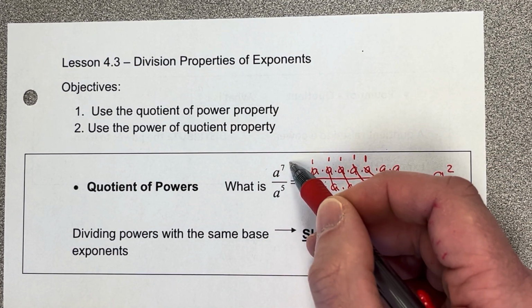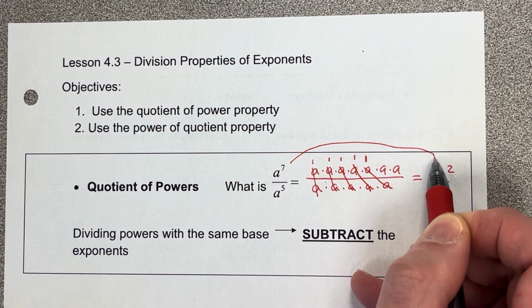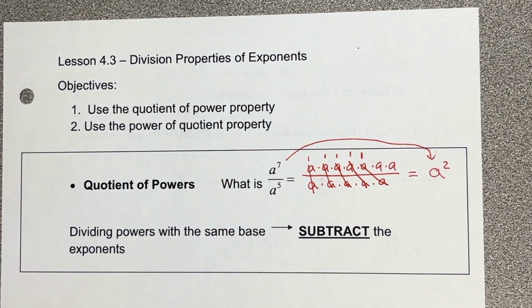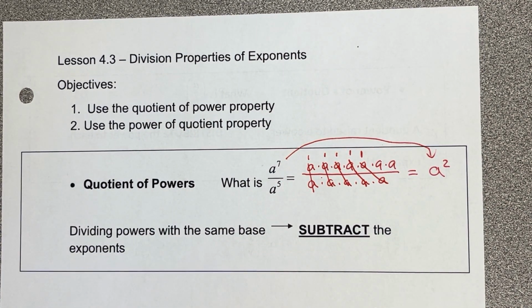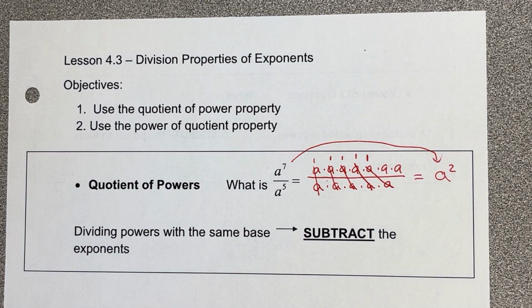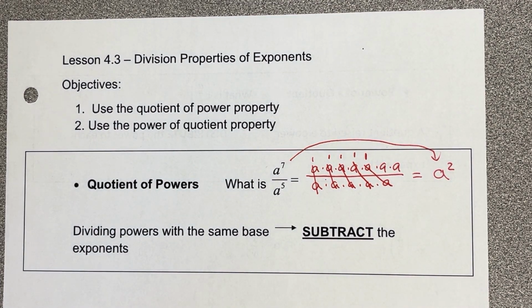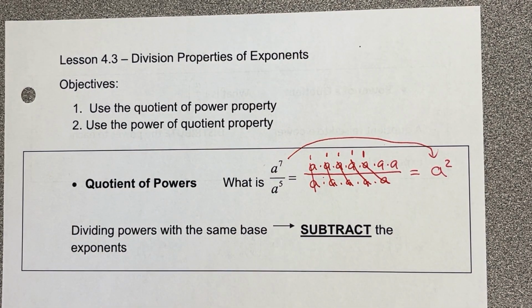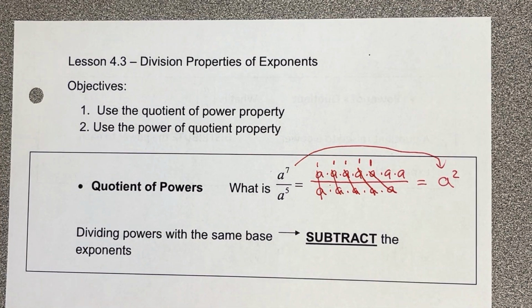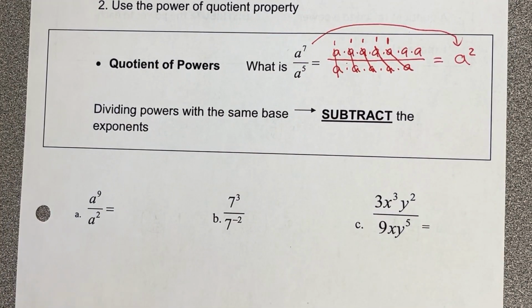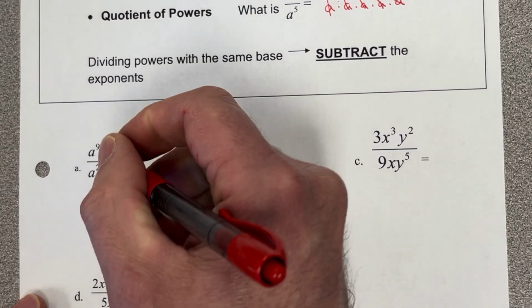Well, that's kind of a chore to do. So instead, what you can do is you can see pretty readily that 7 minus 5 gets you 2 as well. And that is, in fact, the shortcut here. That's the quotient of powers property. You subtract the exponents. So let's use this.